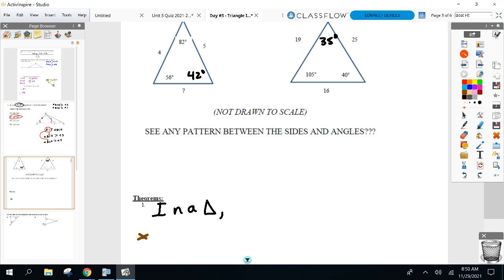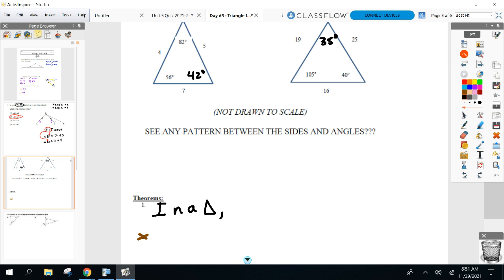Where's 7 across from in the first triangle? 82. What do you know about 82 degrees in that triangle? Oh, it's the largest angle? Go to the second triangle. What's the largest side? 25. Where's it across from? The largest angle, correct?